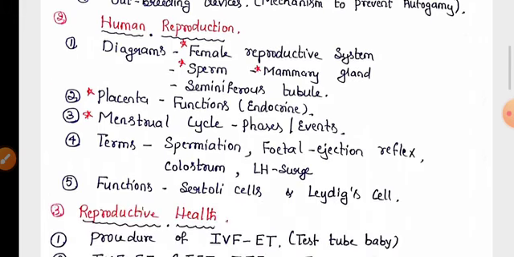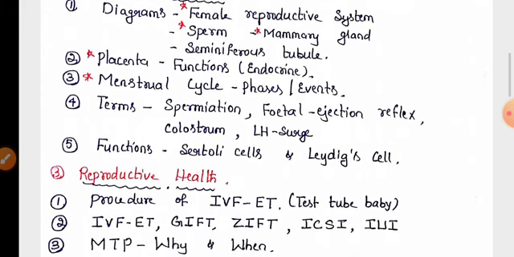From second chapter, human reproduction, female reproductive system diagram, human sperm or mammary gland or seminiferous tubule, any one structure diagram they are going to ask, label diagram.